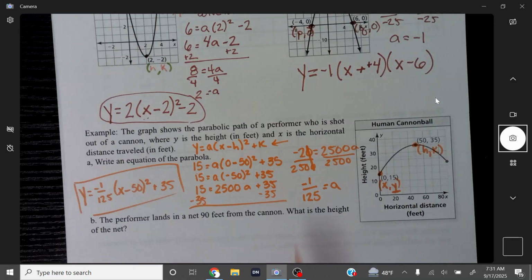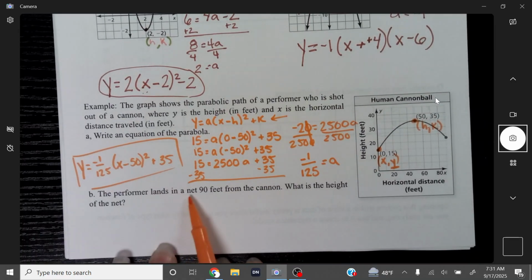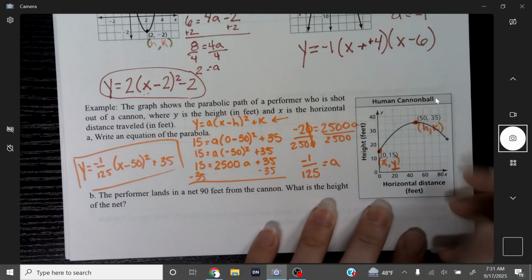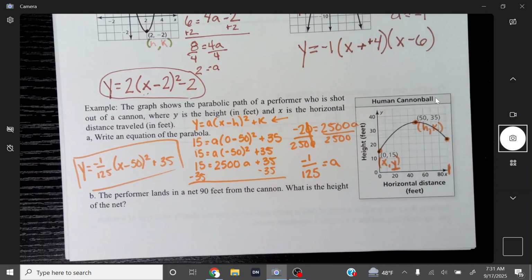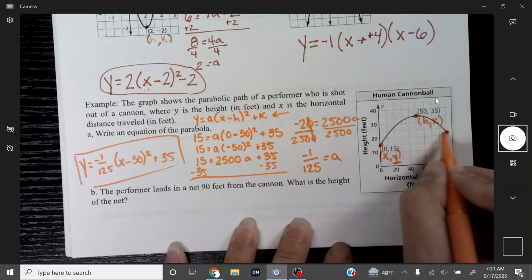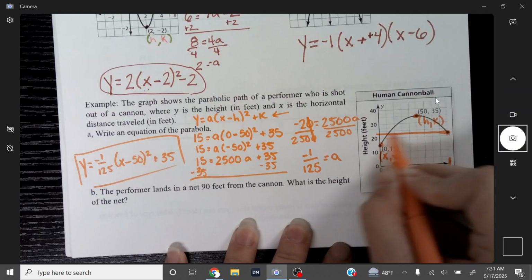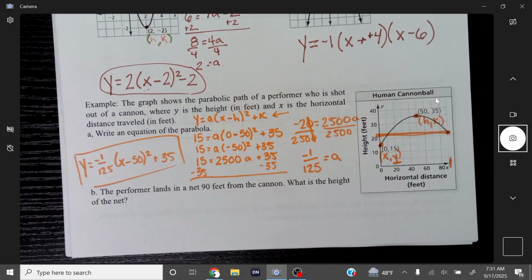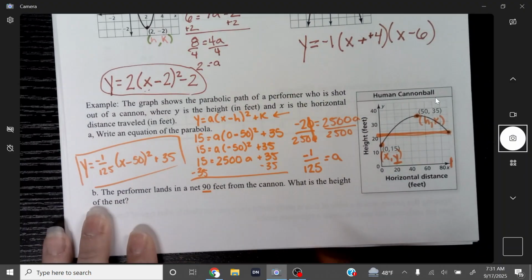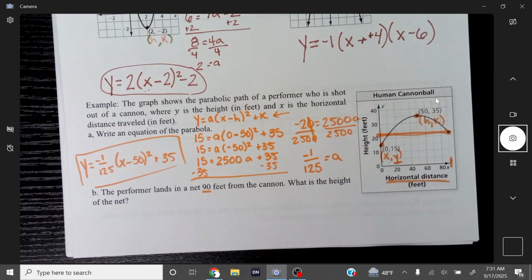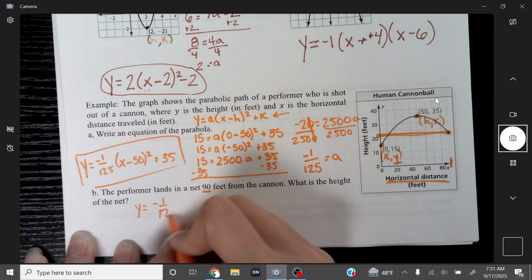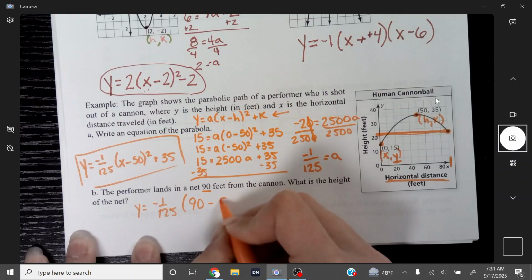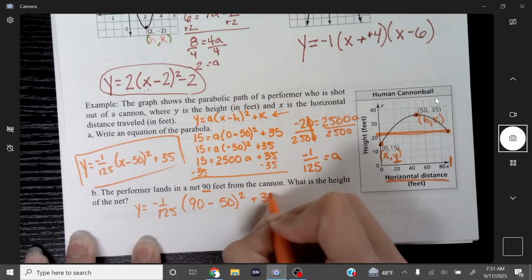The next question says the performer lands in a net 90 feet from the canyon. So 90 feet from the canyon is, you can see it right there. We want to know what this height is. You can see if you trace it back, it looks like it's in between 20 and 25. But to figure out for sure, what will we do? We will plug 90 in for x.